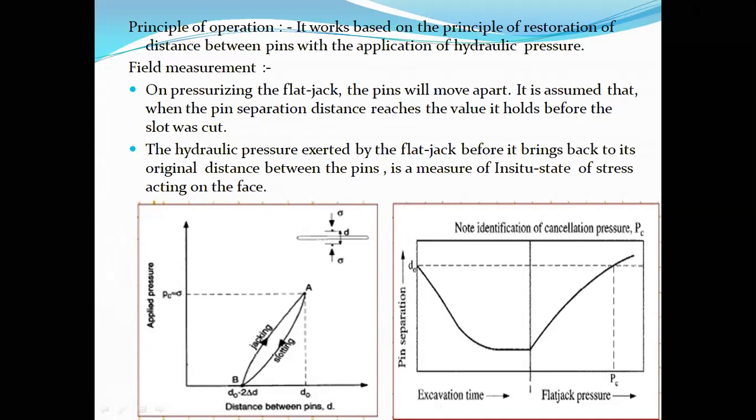Look here. Let us say the distance between the two pins is d0, with this force acting. Now what happens due to the slot? The distance between these two pins gets reduced. The force gets relieved because you have made a disturbance. So the initial distance was d0, and due to the slotting it reduces to d0 minus 2 times delta d, the delta d part that got reduced.